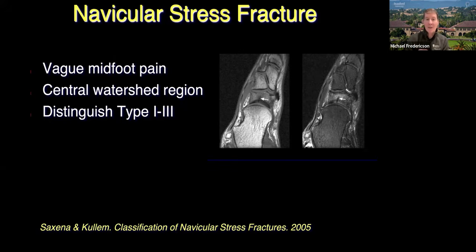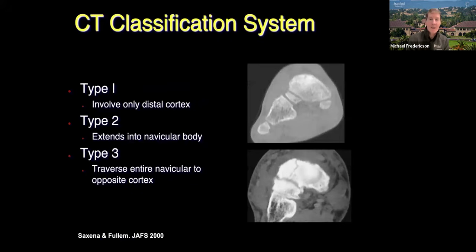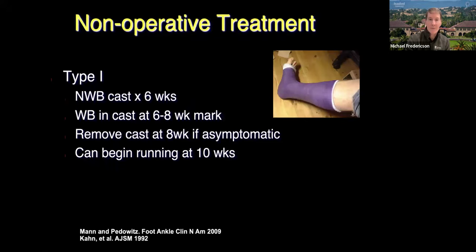The key here is to distinguish, is it a type 1, 2, or 3? This was developed by a colleague of mine, Amal Saxena. He's a podiatrist here in Palo Alto. A type 1 just goes through the distal cortex. Type 2 starts to extend into the body, and type 3 goes all the way through. So if it's a type 1 injury, you can try to treat that non-operatively. Type 2 and certainly type 3, those are going to go to surgery and have a screw put in.